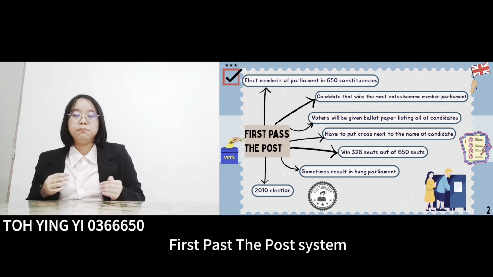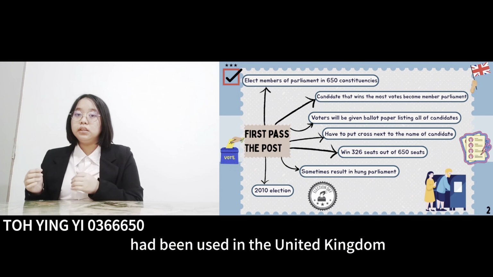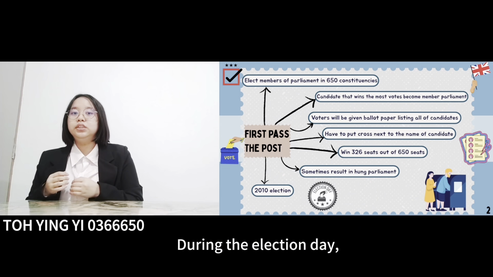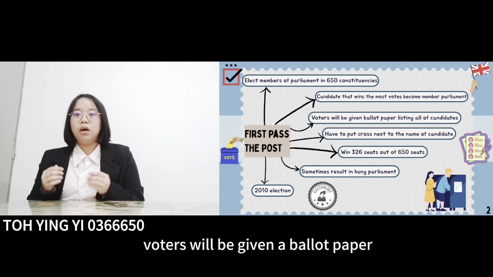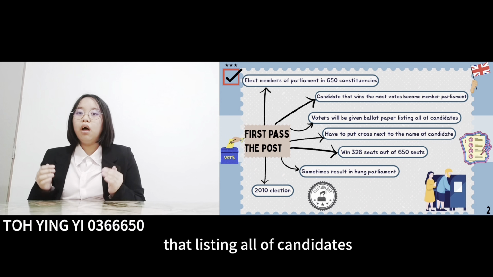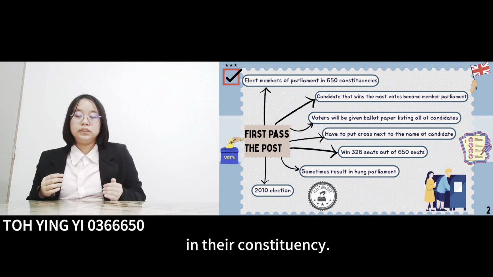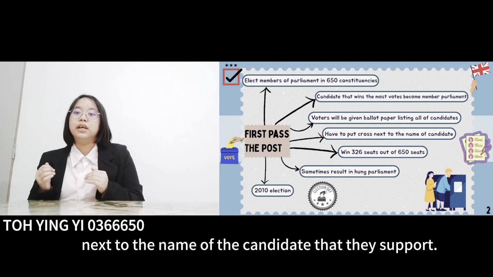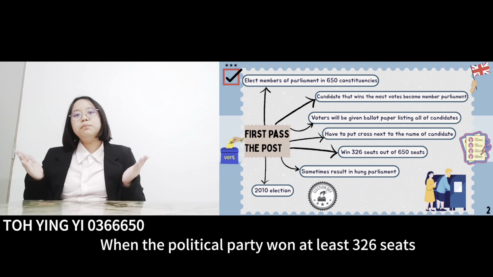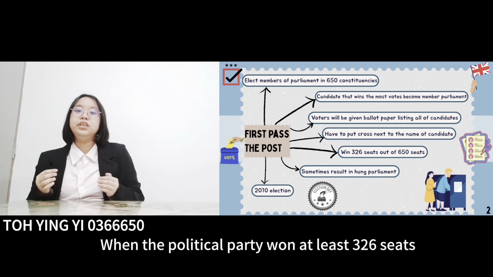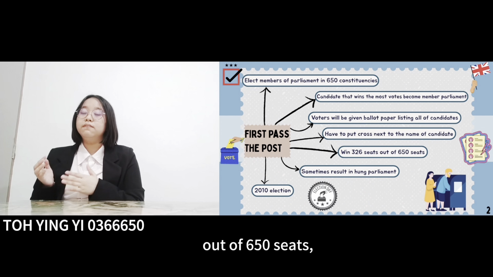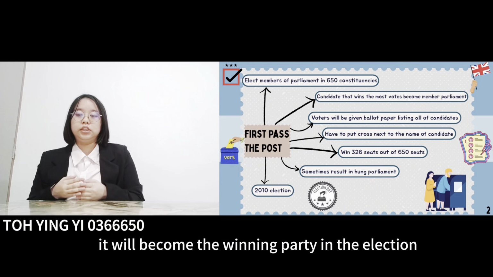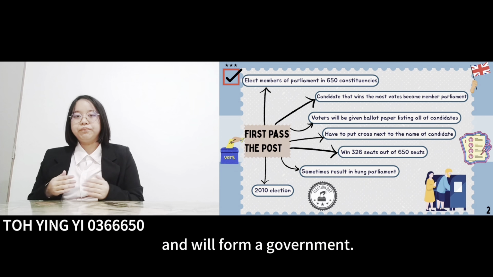First past the post system has been used in the United Kingdom since the 1950 election. During the election day, voters will be given a ballot paper listing all of the candidates in their constituency. Voters have to put a cross next to the name of the candidate that they support. When a political party wins at least 326 seats out of 656, it will become the winning party in the election and will form a government.